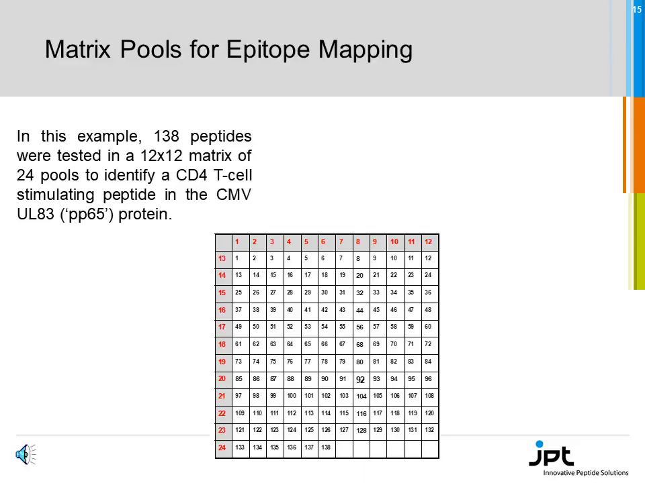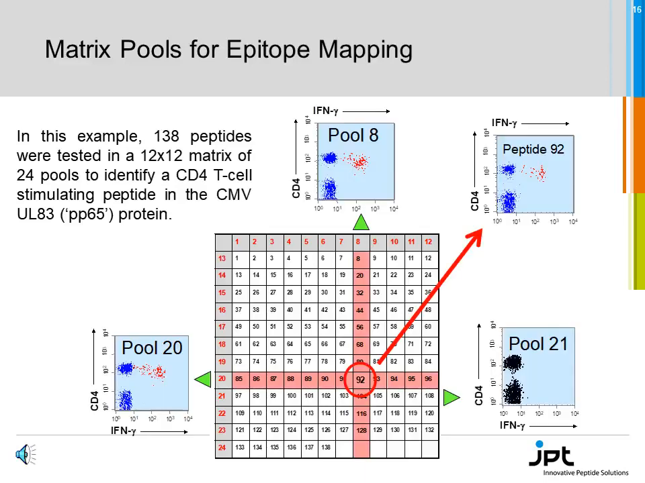They are represented by the columns and the rows in the matrix table in the middle of the slide. The example shows a one-step identification of a CD4 T-cell stimulating peptide and its confirmation using the individual peptide for stimulation. Pools 8 and 20 gave positive responses. This identified peptide 92 as the stimulating peptide because it is the only peptide they have in common. You can also see the response with pool 21, which is a negative response.